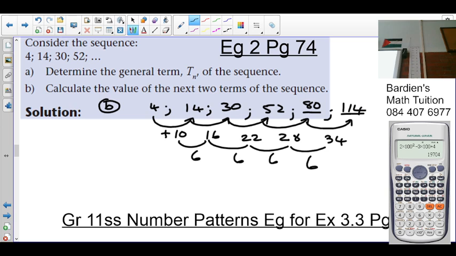You all got that. Now I need you guys to write on the side here what variables go there and perform the equation. We're now doing A. So A was to determine the general term. It is in the form of Tn is equal to an squared plus bn plus c.